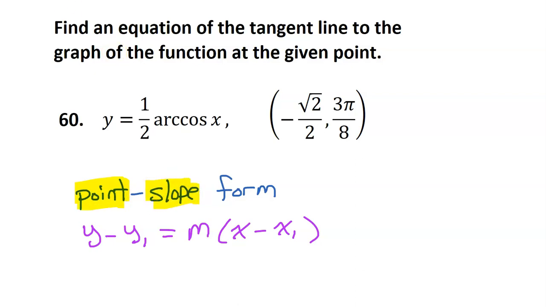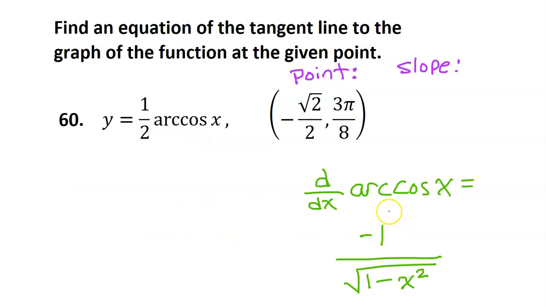In this case, part of the work has been done for us already because they gave us a point, the point of tangency. So all we have to do now is find the slope. If you are looking for the slope of a function at a point, you need to find the derivative. Here is a fact that you just have to memorize. The derivative of arccosine is equal to -1 over the square root of 1 minus x squared.